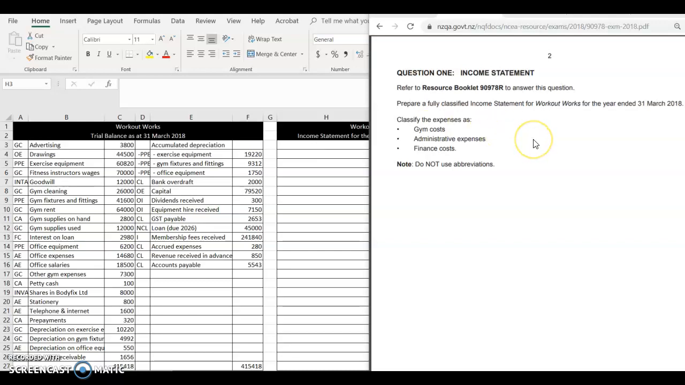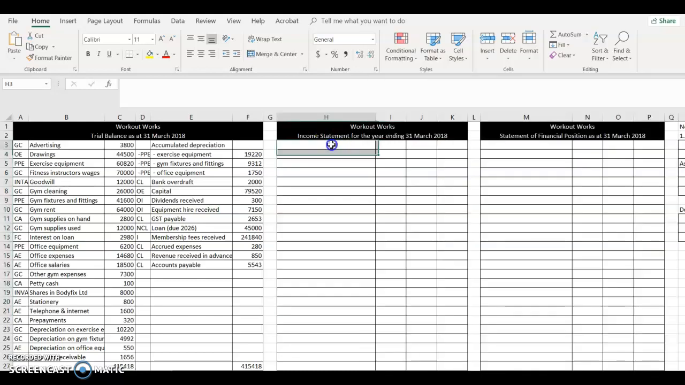Key things to note in the income statement: they give us the gym costs, administrative expenses, and finance costs. And it also tells us not to use abbreviations. If we use abbreviations, we won't get the mark. Great. Remember to press pause if I'm going too fast so you can catch up. So the first thing we're going to do is the income statement. That's the income minus expenses, and the idea is to get a profit for the year at the end of it.